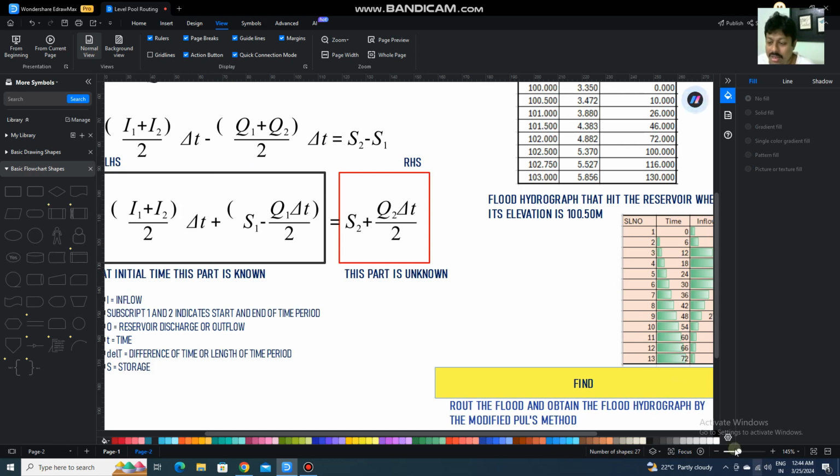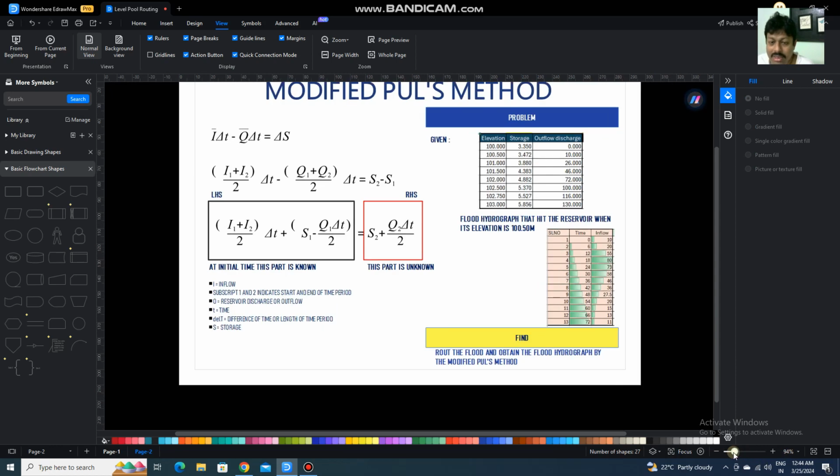This is the way it is, and so I1 is the inflow of water at the initial time plus I2 is the inflow of water at the ending time of the time period, divided by 2, and del T is the length of the time period. In this case it is 6. 6 is the ending time, 0 is the starting time, 6 minus 0 is the length of the period, which is indicated by del T.